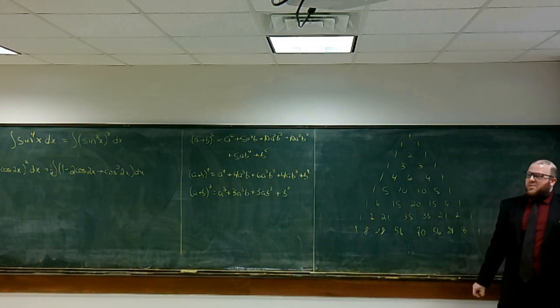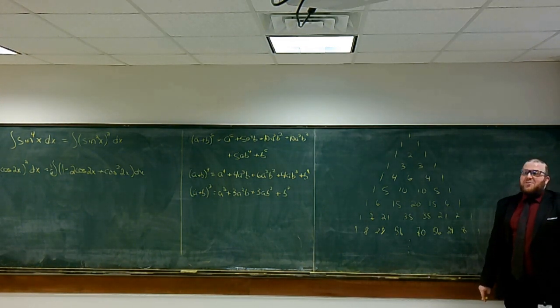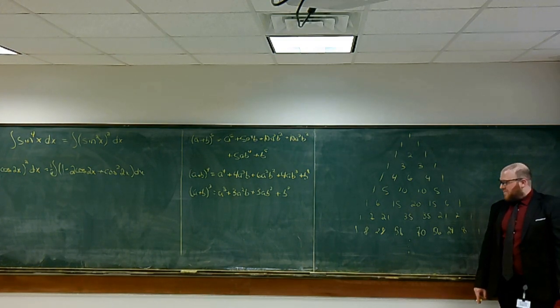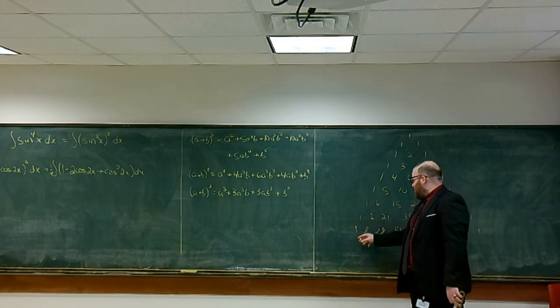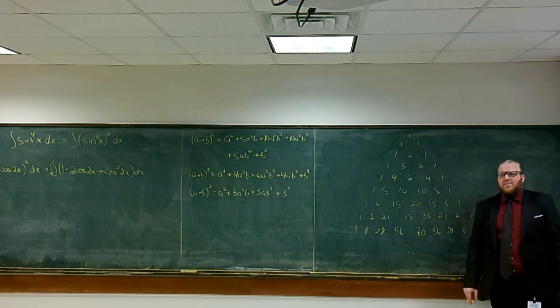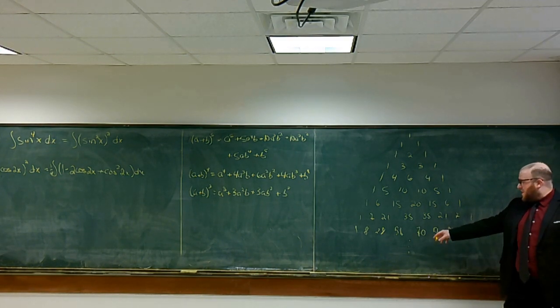Each entry is the sum of the two diagonally above it. Pascal's triangle has another unique property. Every single number you see in the triangle is a binomial number. Eight choose 4 is 70. So the 8, 4 binomial number is 70.